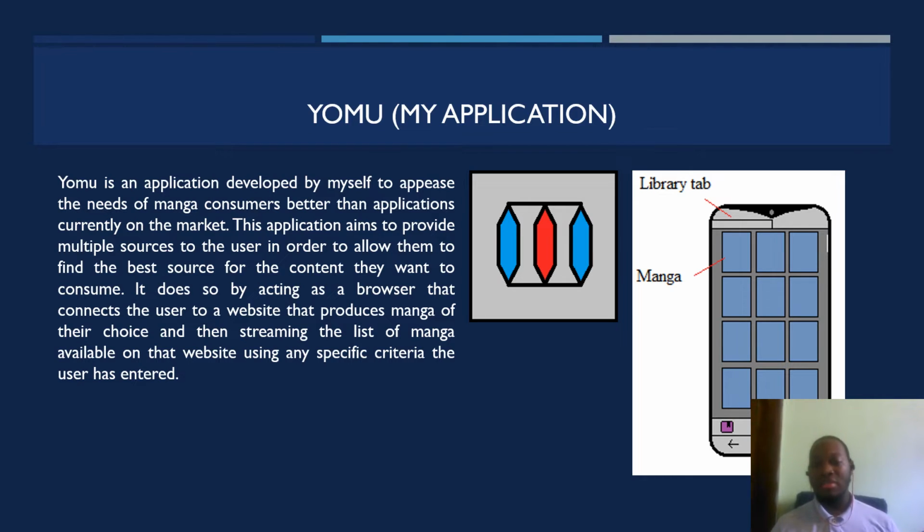And it does so by acting as a browser that connects the user to a website that produces manga. And this website would be a website of their choice. And then it streams the list of manga available from that website using any specific criteria the user has entered, such as a genre or which mangas were recently updated or something like that. Essentially this app acts as a proxy for other websites, meaning that there are multiple sources from which it draws the manga for the user to experience.